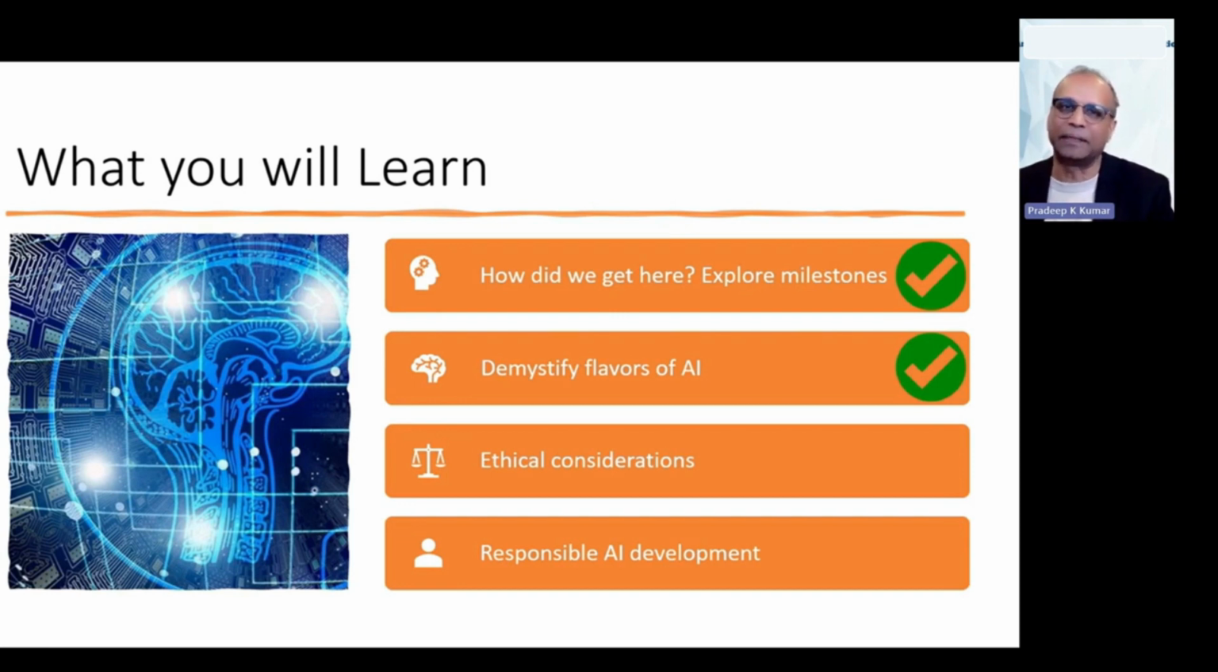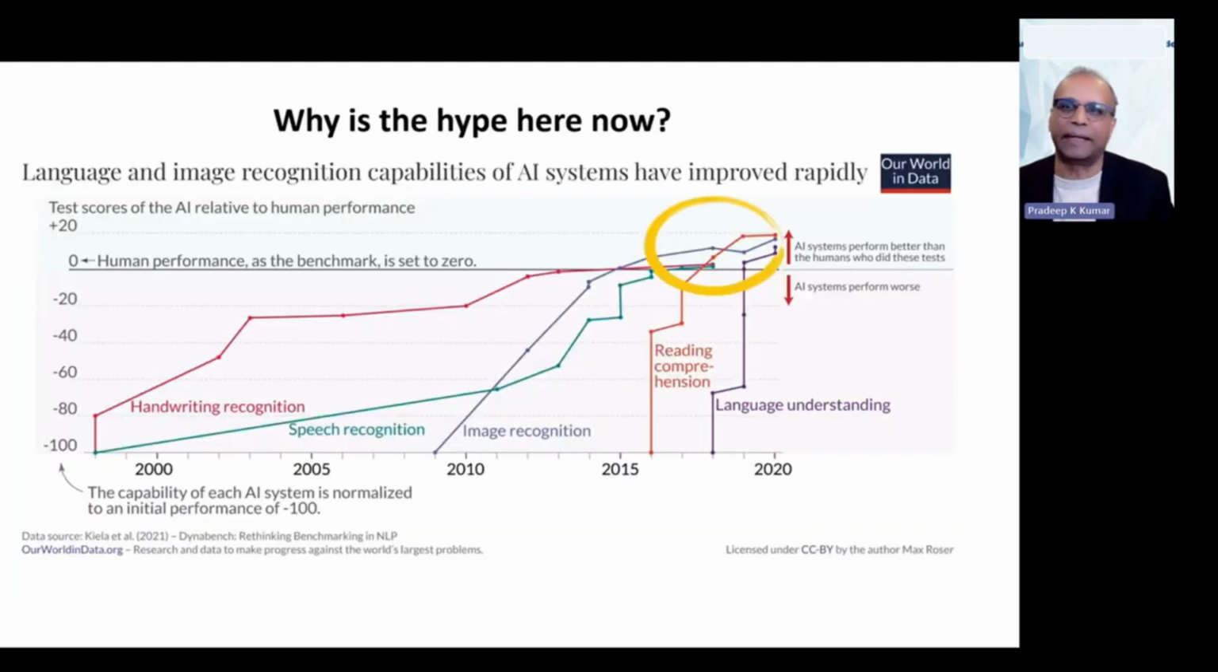And along the way, I will demystify some flavors of AI. What is the hype today, right? The capabilities of language and image recognition have dramatically improved and are today at par with human intelligence. Although others might argue that the results are mixed, on the whole, we have gotten a long way. From a level set, I'm going to go through a couple of things here first.